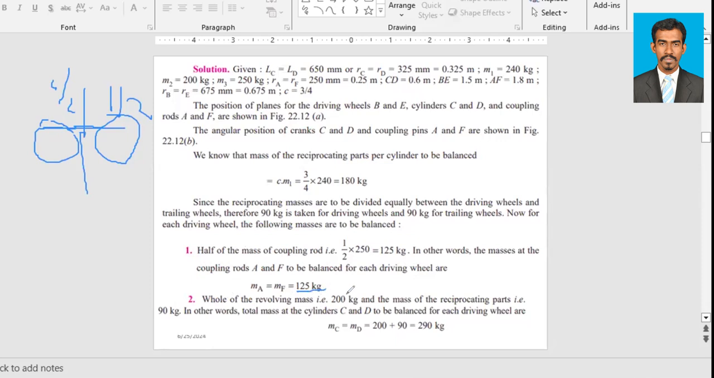And all of the revolving masses, that is all 200 kilogram of the revolving masses, need to be balanced. So the revolving mass is 200 kilogram, and of the reciprocating masses we have calculated that only 90 kilogram needs to be balanced. So 200 plus 90 is equal to 290 kilogram. So for each driving wheel, we have to balance 290 kilogram, the whole of the revolving mass, 200 kilogram, plus the reciprocating mass, 90 kilogram as per calculation. All right.